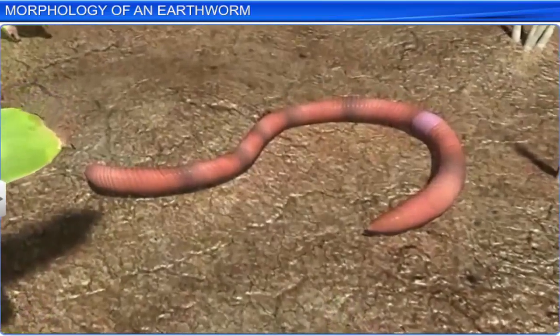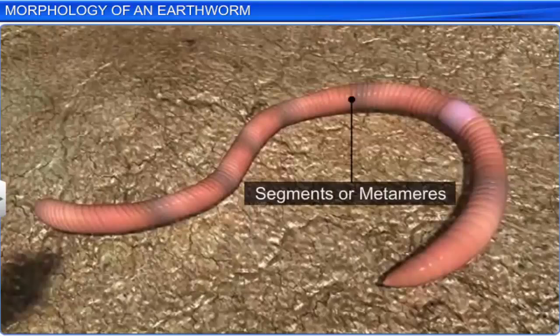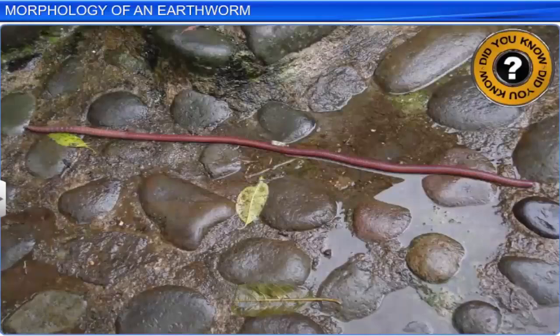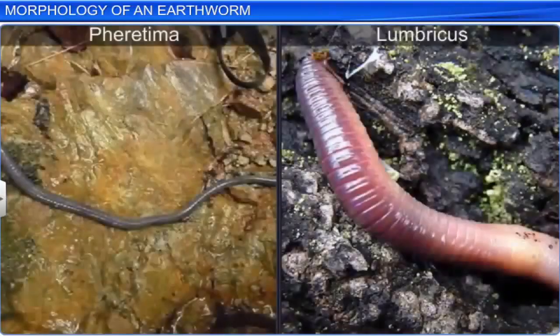Earthworms have a long cylindrical body that is divided into similar segments. Some species have a body made up of over 100 to 120 segments. Did you know that some giant species of earthworms have an average length of 80 centimeters and a diameter of 2 centimeters? In India, there are two common species of earthworms, Pheretima and Lumbricus, which measure 10 to 15 centimeters in length.